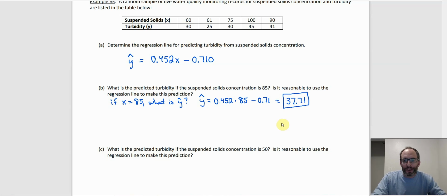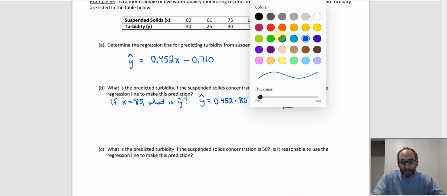Then the other part: is that reasonable? Well, the thing you'd have to check is, is the 85 within the range of the x values? You go 60, 61, 75, 100. Yeah, 85's within that, right? It's between 60 and 100. You look at the low one, you look at the high one, there's 60 and 100, and 85's in between them. We're good. And that's basically the whole thing.